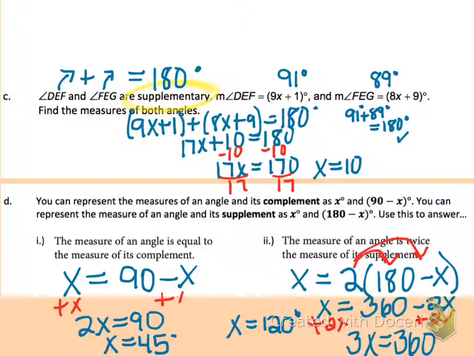So let's see if this makes sense. So if x is 120, and it's supposed to be twice the measure of its supplement, well, the other angle, its supplement, would have to be the rest of 180, which is 60 degrees. And so, yep, that makes sense. The original angle is twice what its supplement is, because twice 60 degrees is 120 degrees.